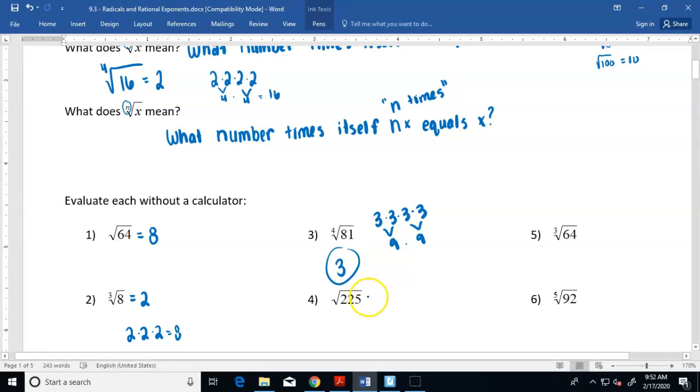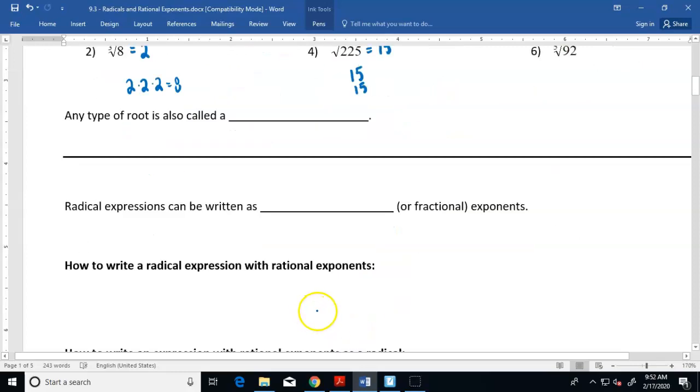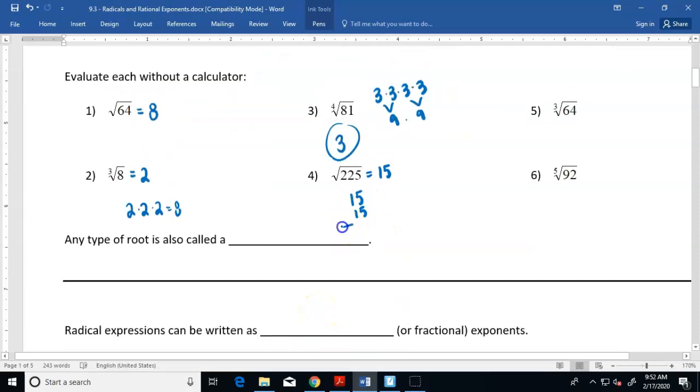Okay. Julie says number 4 is 15. All right, so if I test this, because we are not using a calculator on these, 15 times 15: 5 times 5 is 25, carry the 2, 5, 6, 7... 225. That is correct. 15 is correct.